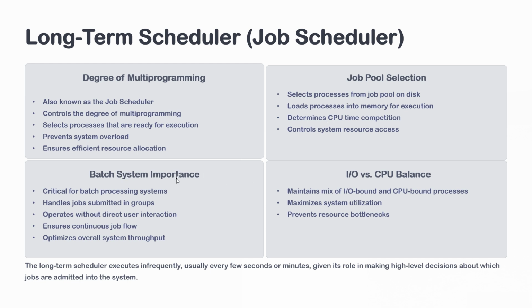Batch system importance. Handles jobs submitted in groups, operates without direct user interaction, ensures continuous job flow, which means when jobs come in batches, it handles the jobs in groups, operates without direct user interaction, and ensures the continuous job flow. It also maintains the mix of IO bound and CPU bound processes, maximizes system utilization. It also prevents resource bottleneck.